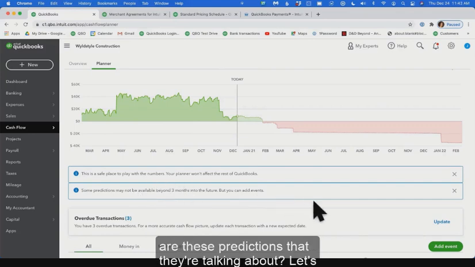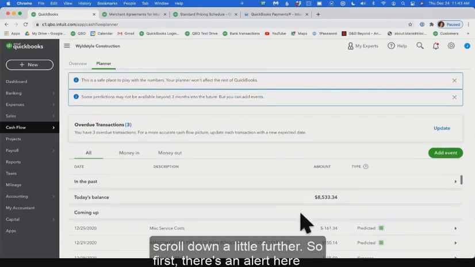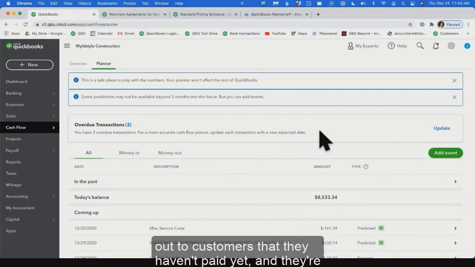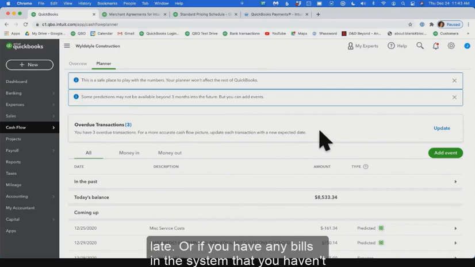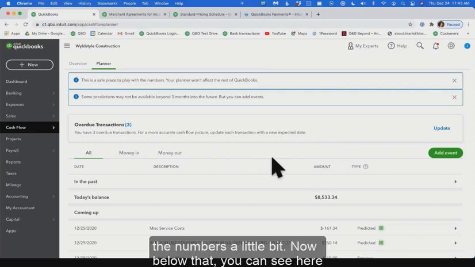So what are these predictions that they're talking about? Let's scroll down a little further. First, there's an alert here about overdue transactions. That's if you have any invoices out to customers that they have not paid yet and they're late, or if you have any bills in the system that you haven't paid yet and they're overdue, that will kind of toy with the numbers a little bit.